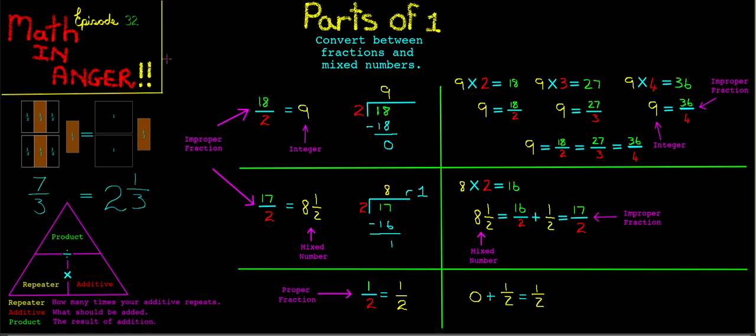This is episode 32. We are discussing parts of one, how we write that, how we think about it. And in this particular section, we are talking about converting between fractions and mixed numbers.